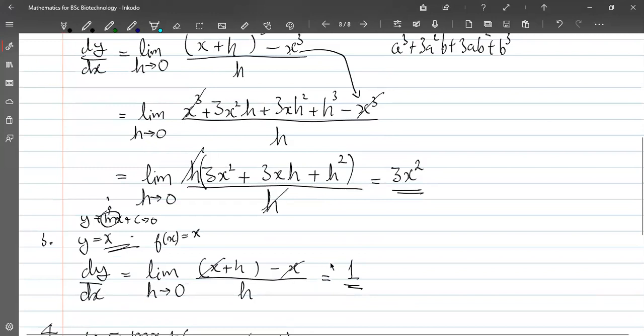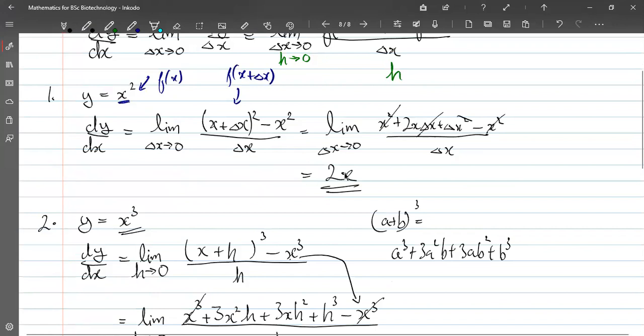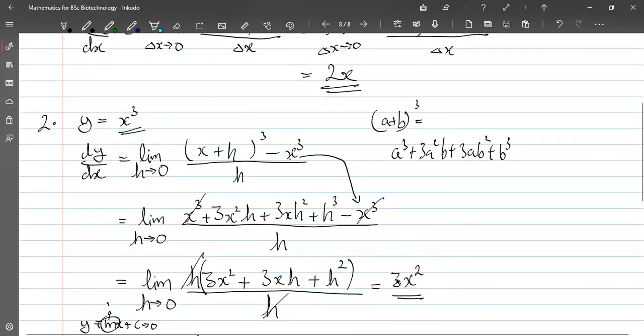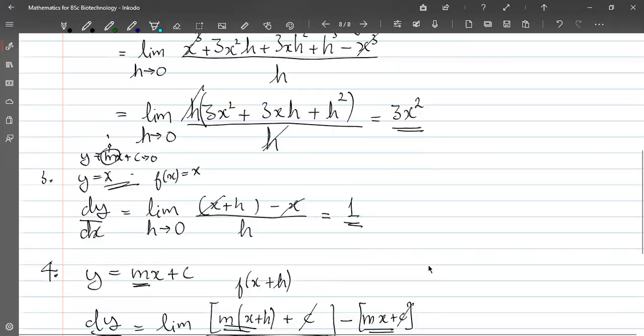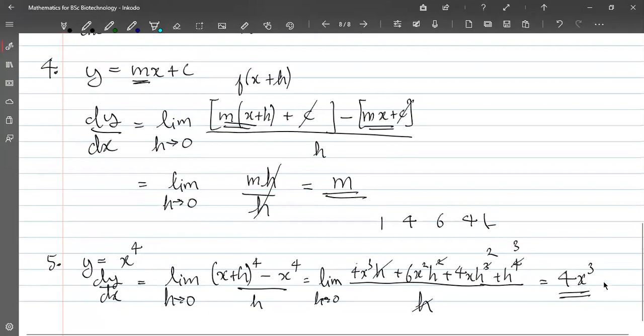So you can see the pattern. When y is equal to x, the derivative is 1. When y is x square, the derivative is 2x. The power is 2, right? Power of x square, the power is 2. So that 2 times x. When y is x cube, it is 3, again the power 3 multiplied by x square, the previous power of x. Similarly, when it is x power 4, it is 4x cube.